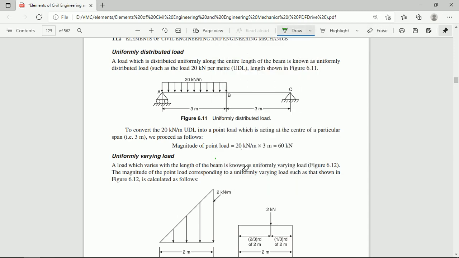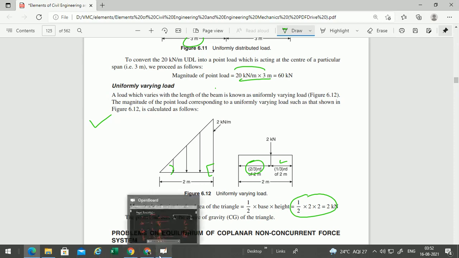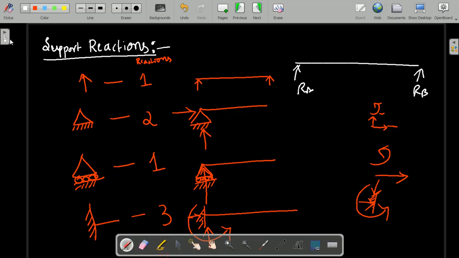You just observe 20 into 3, since 20 is a UDL acting over a 3 meter span, therefore 20 into 3 is 60, and you need to apply it exactly at the center. Similarly, a uniformly varying load is there. How we need to convert: half into base into height, and from the 90-degree side it is 1/3, and from the side other than 90 degree it is 2/3 of base. Like this you need to convert the different types of loads acting on a beam. Is it clear? Are you following?